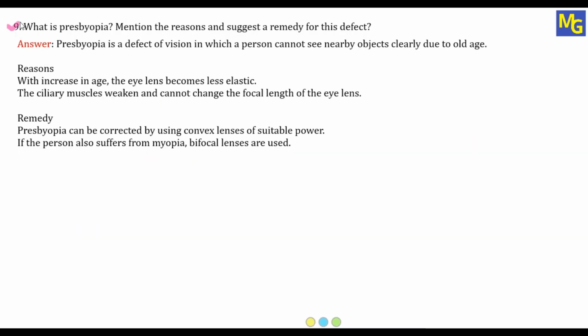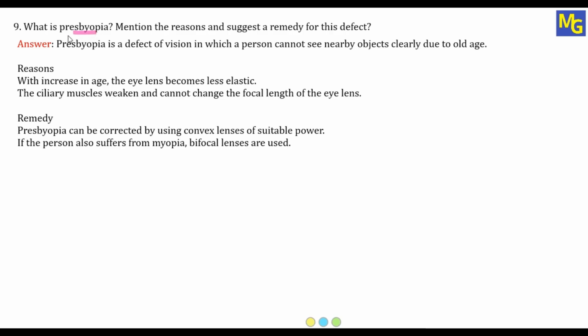Question number 9 says, what is presbyopia? Mention the reason and suggest a remedy for this defect. So this is the defect which will be formed. We have a total of 3 defects in our NCERT book: myopia, hypermetropia and presbyopia. So this is the presbyopia which is asked.